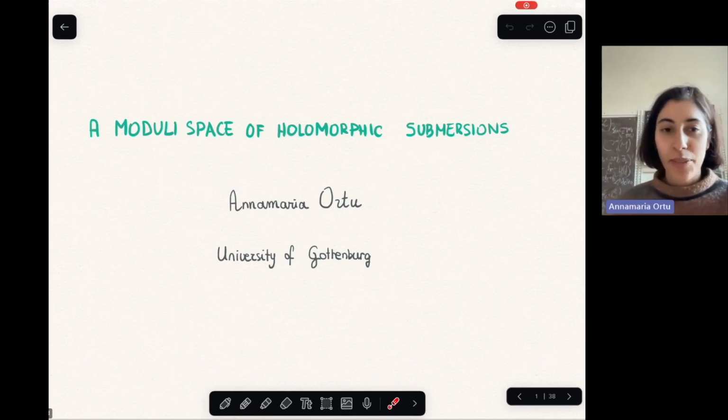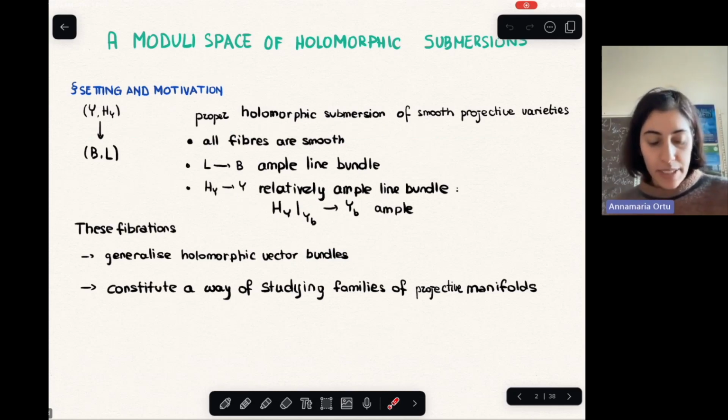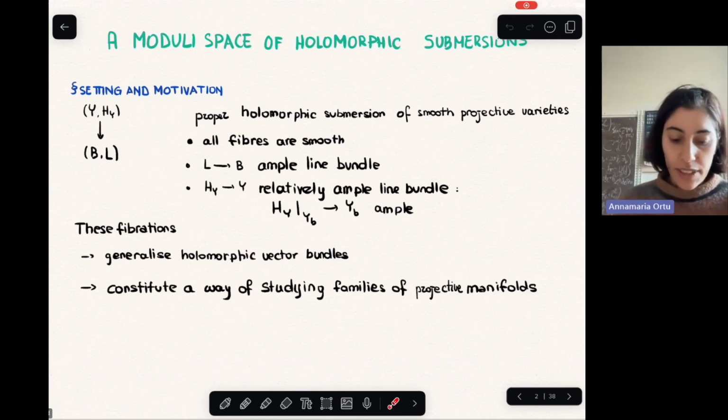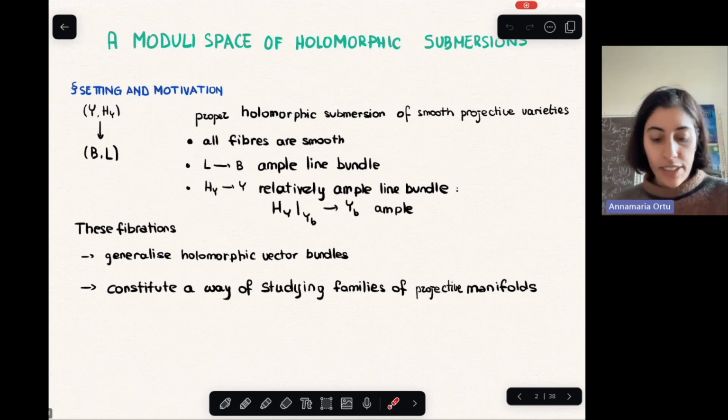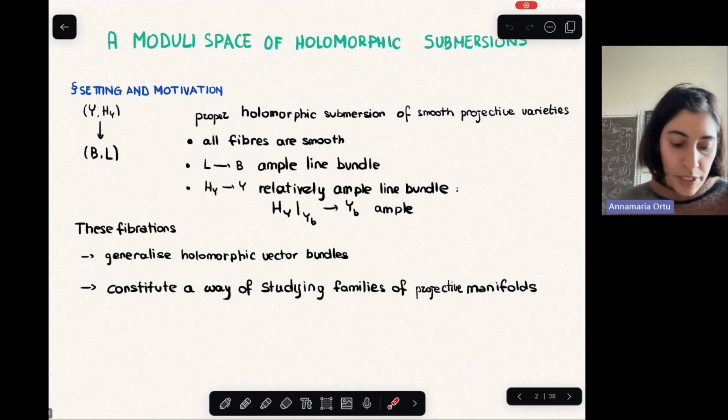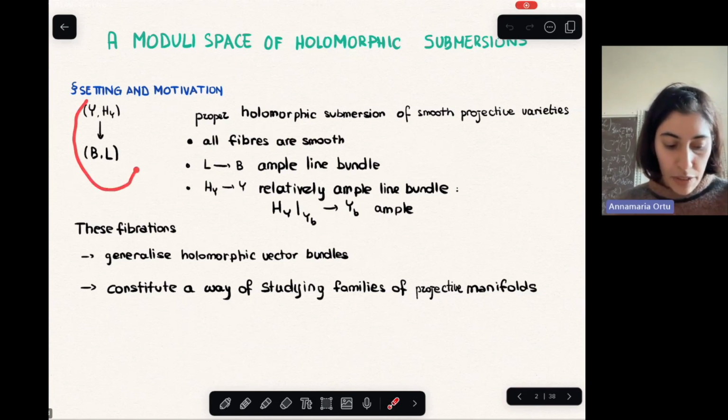Today I'm going to speak about a topic that's part of my PhD thesis. It's about half of my PhD thesis, which I finished in September. Let's start with some setting and what are these objects that I'm interested in. The objects are of this sort.